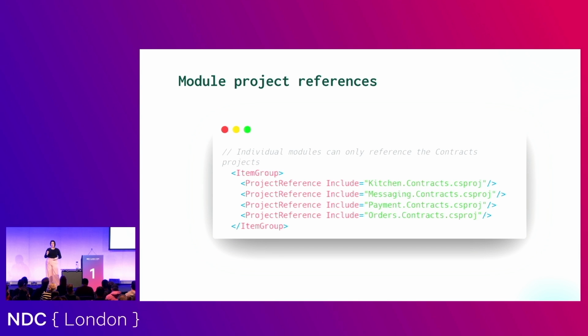However, the module project references cannot be other modules. They can only reference the contracts. That's the only way that we're allowing them to communicate. That's their API, the interface between them.